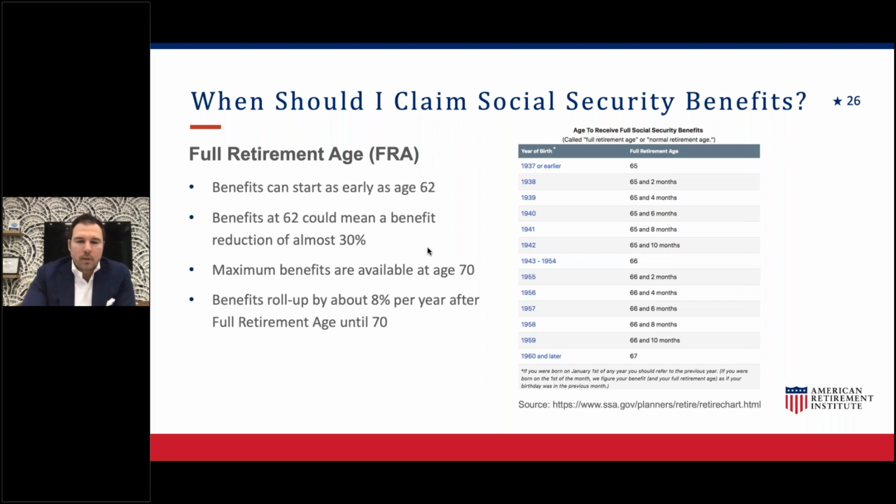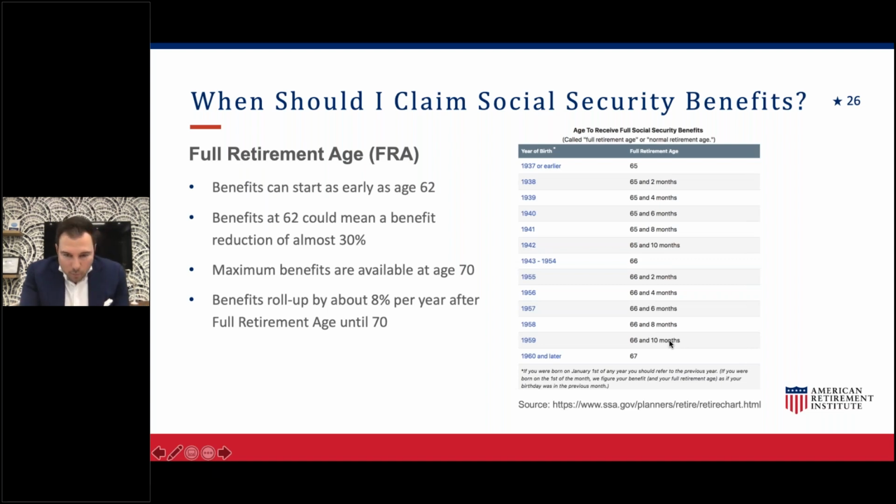Now, if you were born in 1937 or earlier, full retirement age is 65. For a lot of our clients, full retirement age is 66, and that would be for those of you that were born between 43 and 54. And then if you were born in 1960 or after, full retirement age is 67. For every year between 54 and 60, which is a lot of our clients and a lot of baby boomers, for every year there, 55, 56, 57, 58, the government tacked on 2 more months to full retirement age.